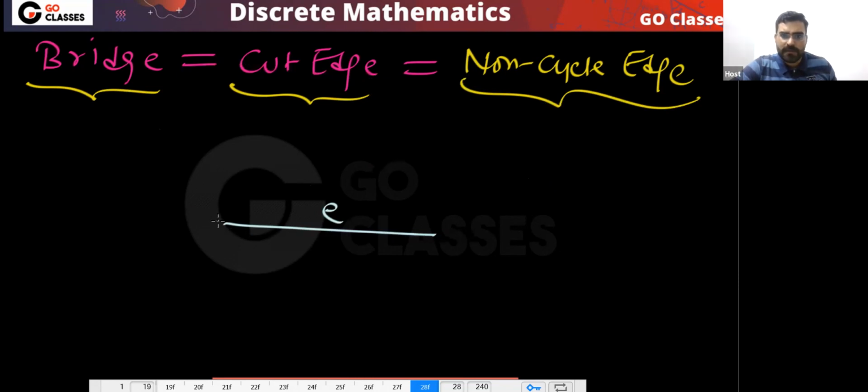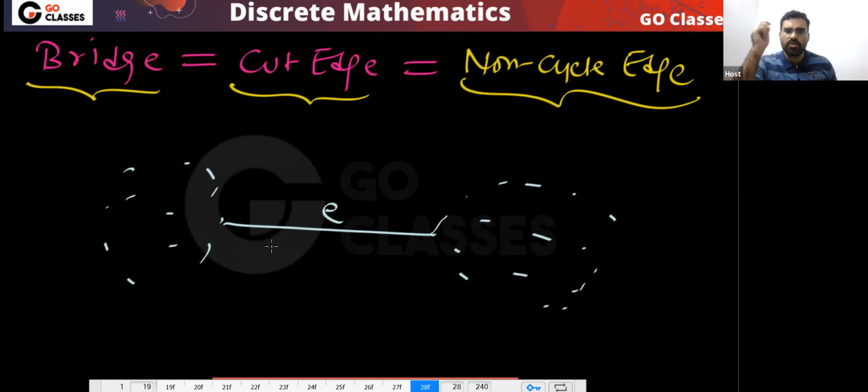Okay, this is bridge. Bridge means there is some city here, and there is some city here. There is some graph here. So basically, this is your bridge. Can I say yes or no? This is a bridge. If you want to go from here to here, you have to go through this. You must go through this. So this is the idea of bridge, cut edge. Cut edge means its removal.